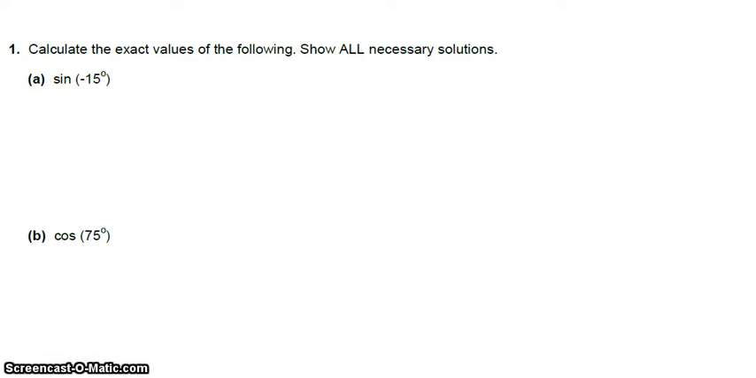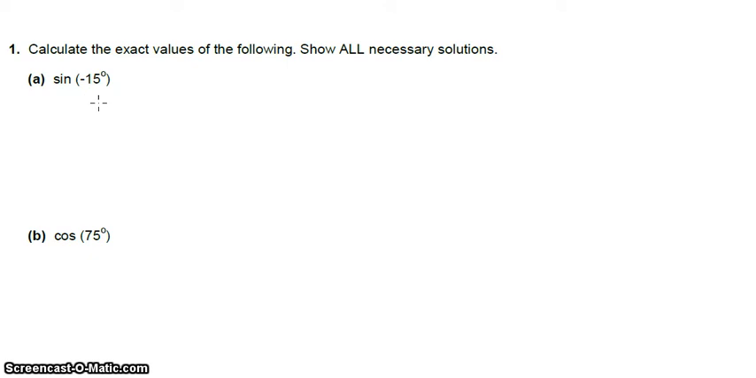As compared to what we have here, we want to find the sine of negative 15. 15 is not a special angle. Cosine 75 is not a special angle. Later on, we'll be simplifying a tangent function also. So how do we simplify sine of negative 15?